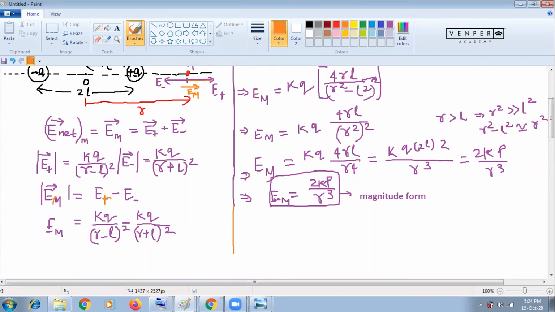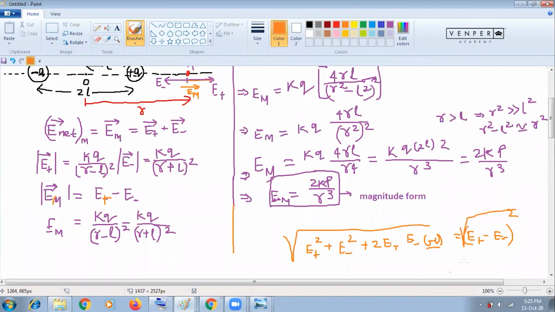Because both are opposite. The two opposite forces we have to subtract because the angle between them is 180. In the resultant formula, if you put it, it is E plus square plus E minus square, plus 2 into E plus E minus and cos 180, which is minus 1. So this was under the root, so that's why you write it as E plus minus E minus whole square under the root. So this will give you E plus minus E minus. It comes from the resultant only, but I directly wrote it. You can write also that theta is 180 degree.